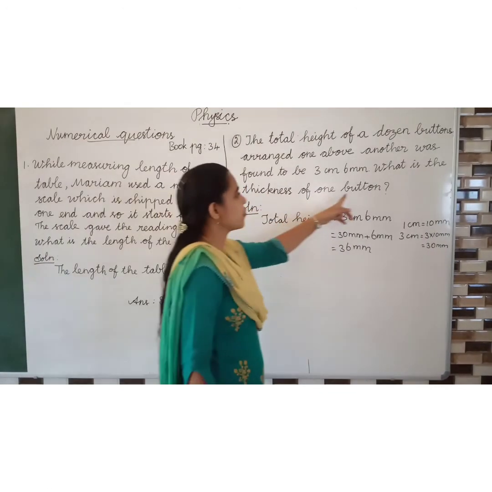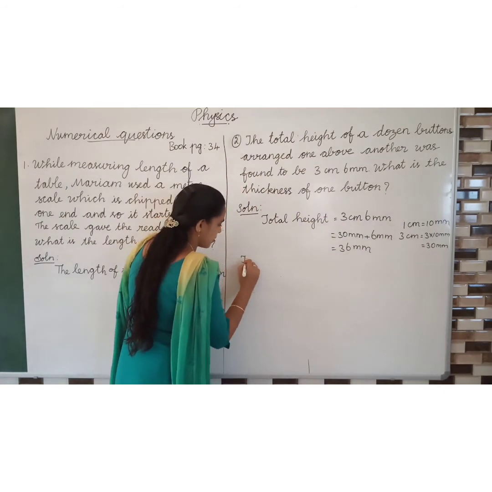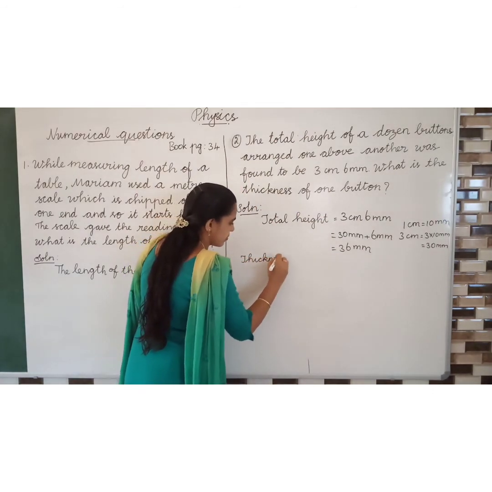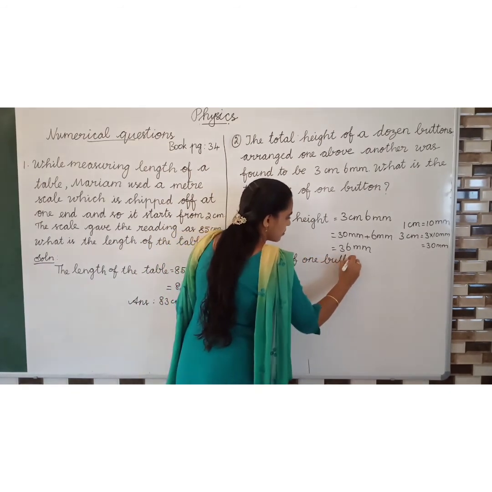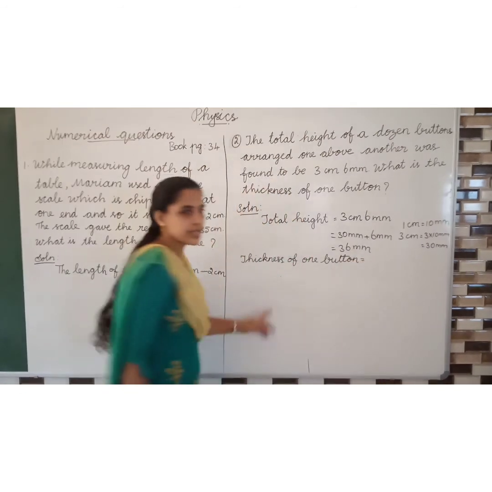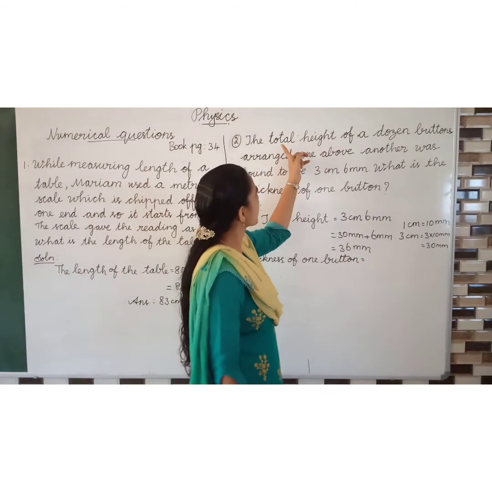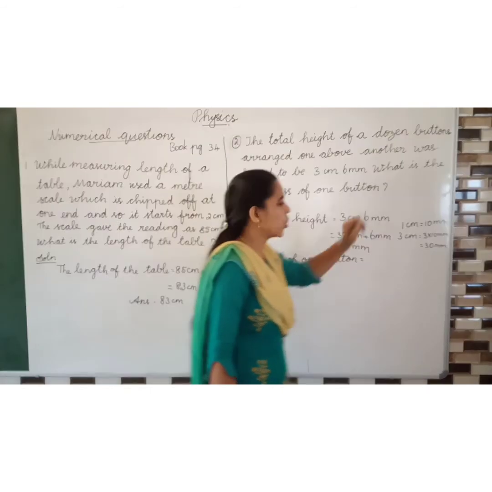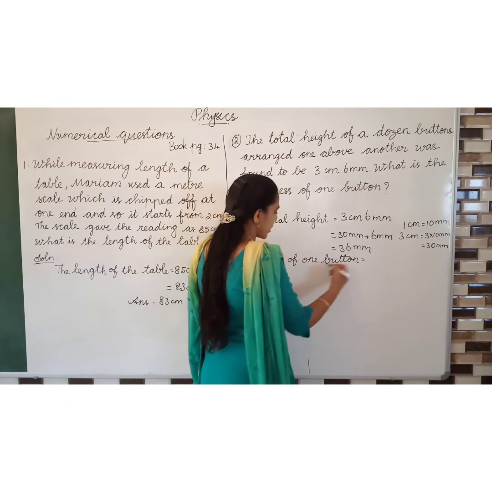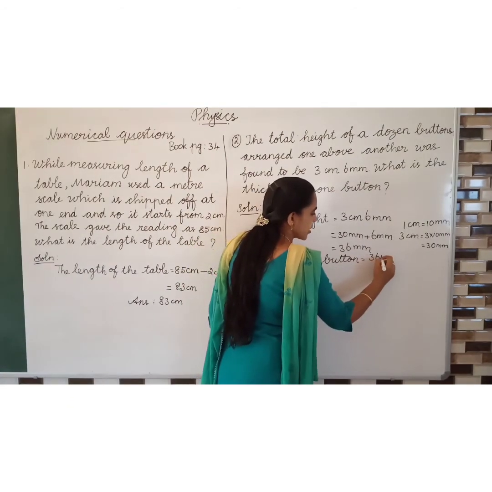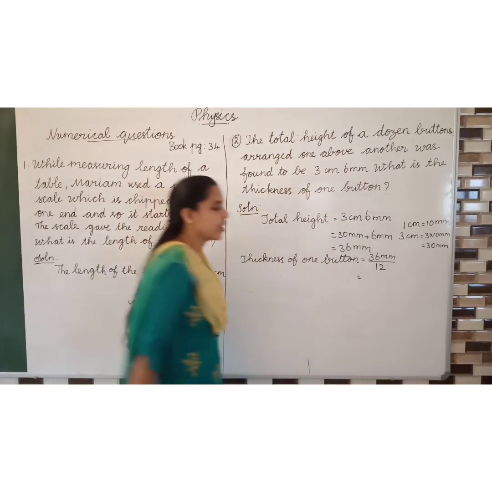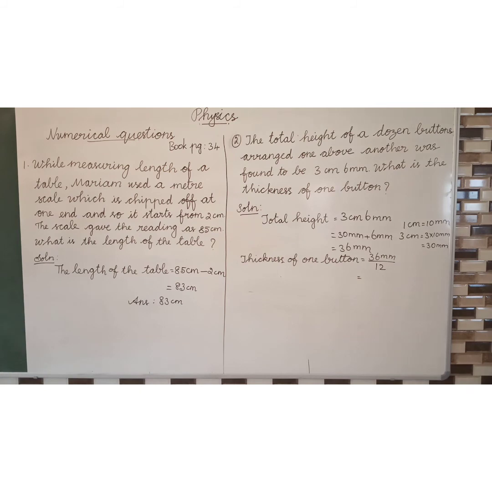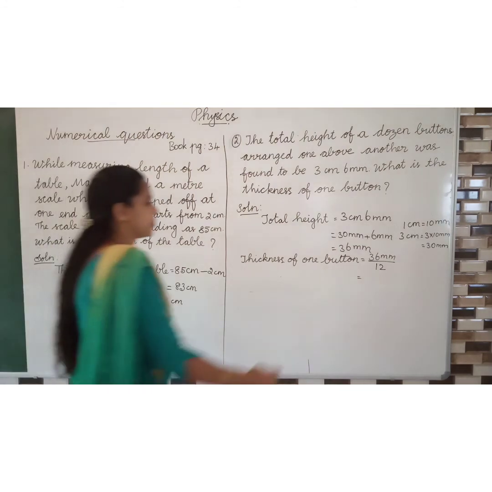Next, thickness of one button. Thickness of one button is equal to the total height of a dozen buttons. Dozen means 12. So thickness of one button equal to 36 millimeter divided by 12. We have to divide 36 by 12. What is the answer now? 3 millimeter.